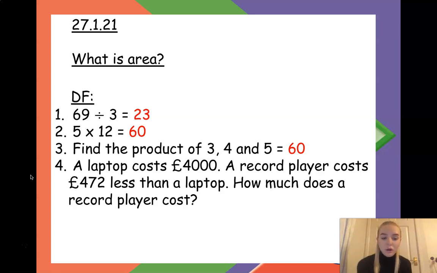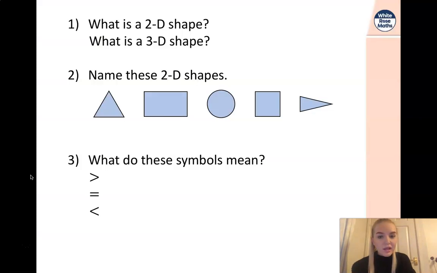Now we know we could use the compensation method to make this easier by doing 3,999 subtract 471. That could make it a bit more manageable. And the answer would be 3,528.